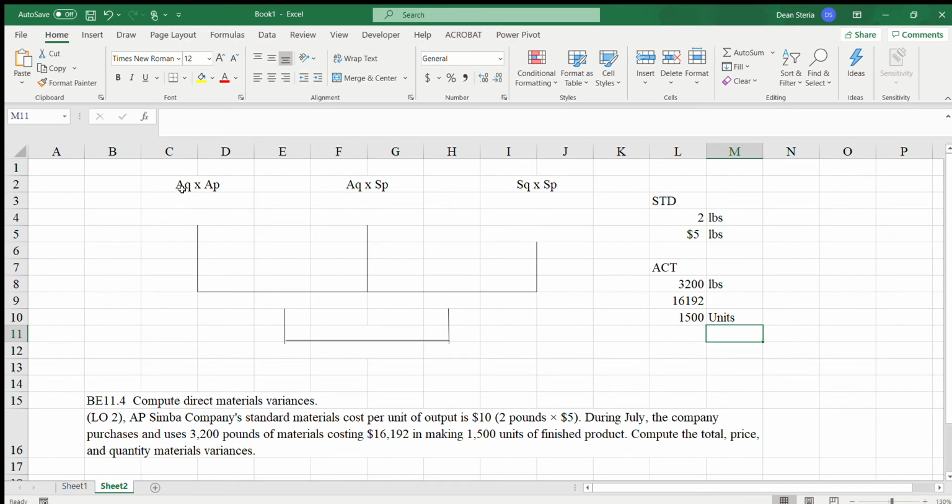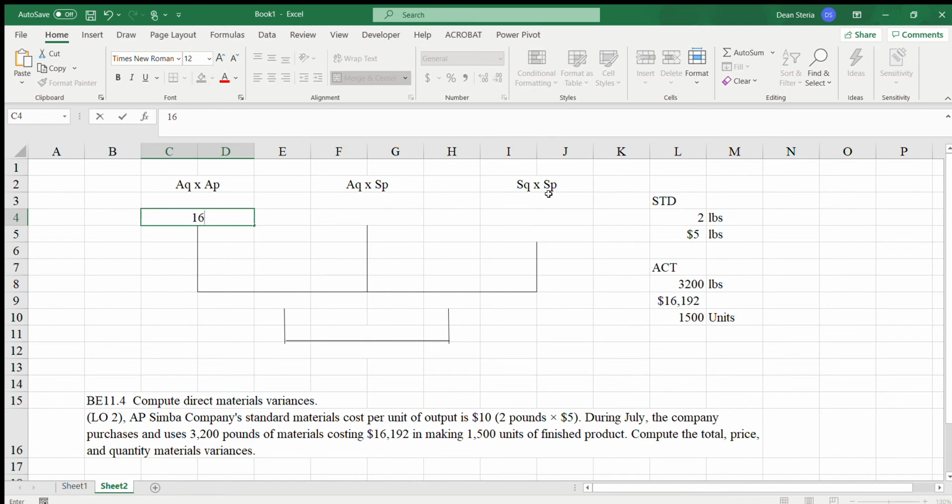So now we're going to use this information here and plug it in here. So actual quantity times actual price. I don't have to do that because they do give me my actual, that's what this is right here, the $16,192. So the $16,192 is my actual quantity times my actual price.